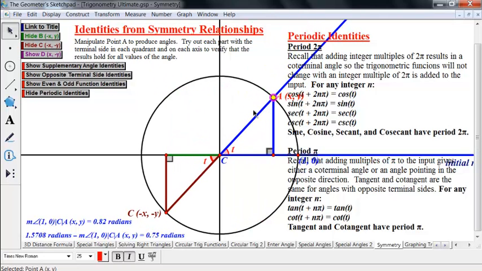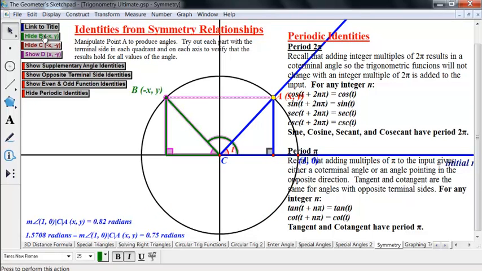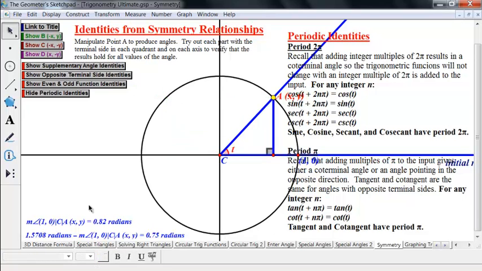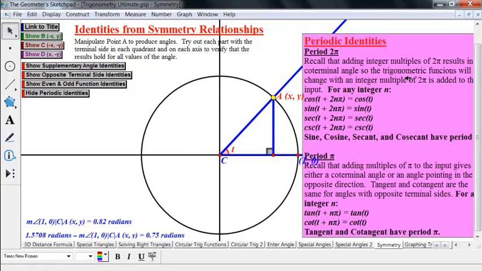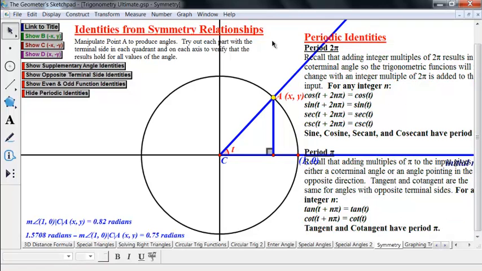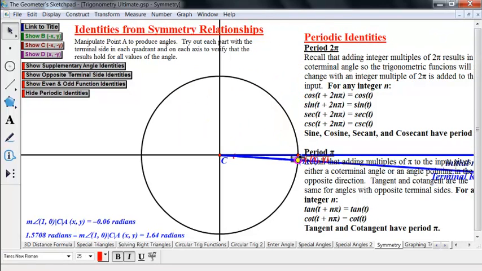So, tangent has period pi, and cotangent has period pi, but sine and cosine have period 2 pi. Now that is probably the most basic thing about, and maybe the most important thing about these trig functions, is that we get whatever's happening here.